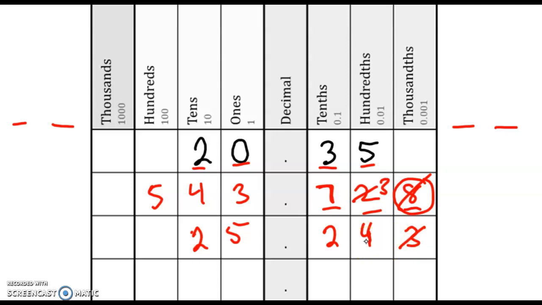So that's mainly why we need this column. So there's not really any homework to do with this sheet. This is just a little reminder of the decimal places.